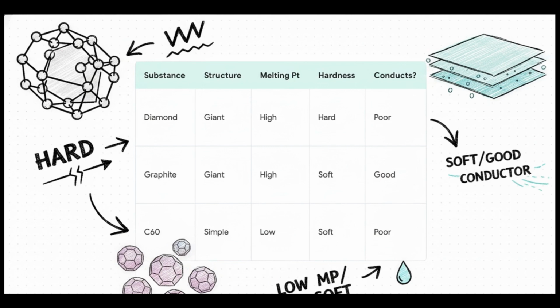Graphite is also a giant structure with a high melting point, but its layers can actually slide right over each other. That makes it soft. Plus, it has these delocalized electrons, which makes it a surprisingly good conductor. And then, look at C60 fullerene. Even though it's made purely of carbon, just like the others, it's a simple molecular structure, so it has a low melting point and it's soft, which is a complete 180 from diamond.